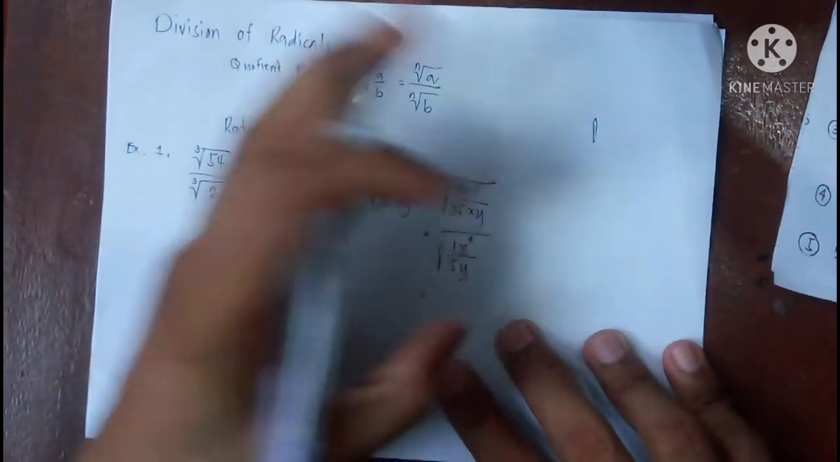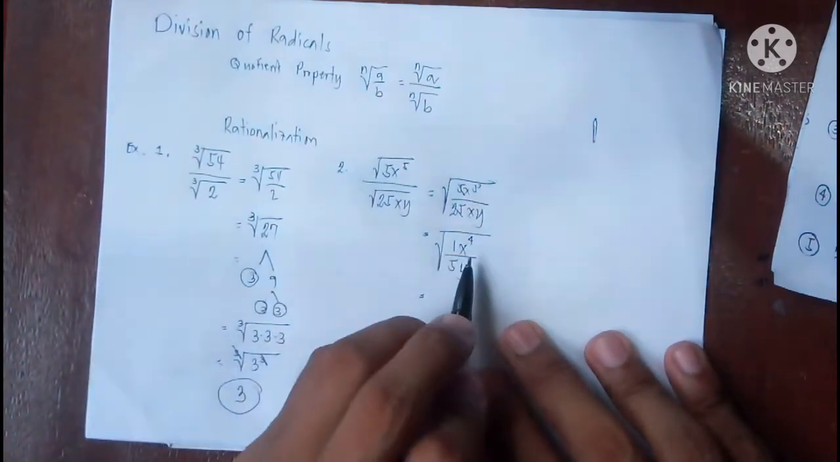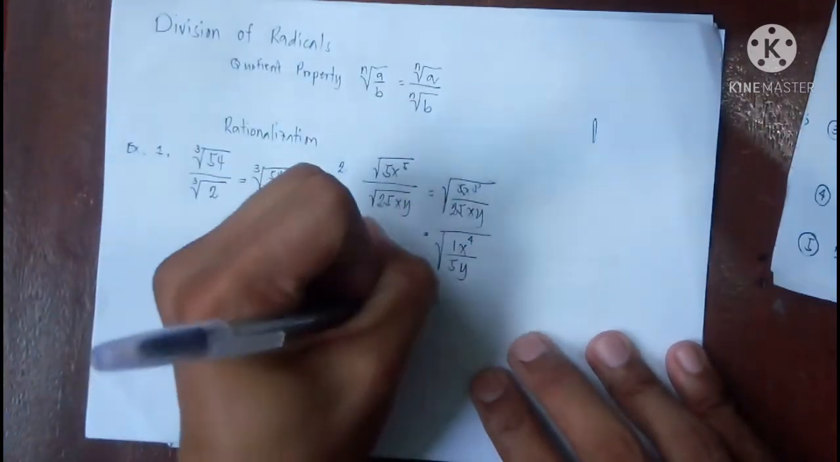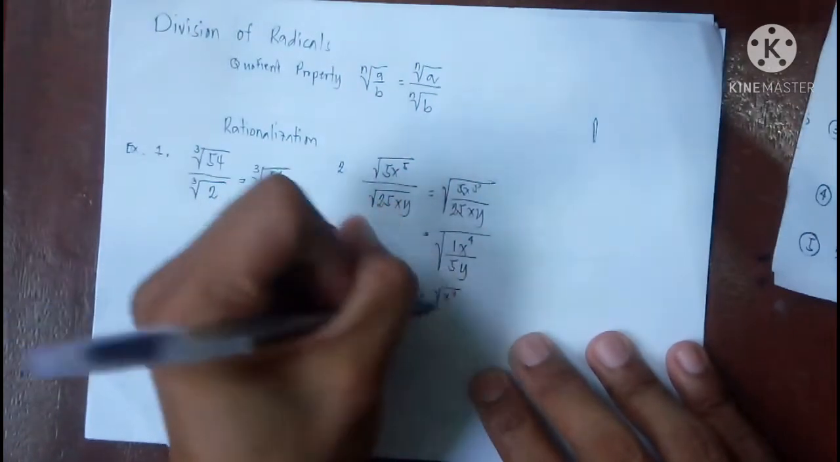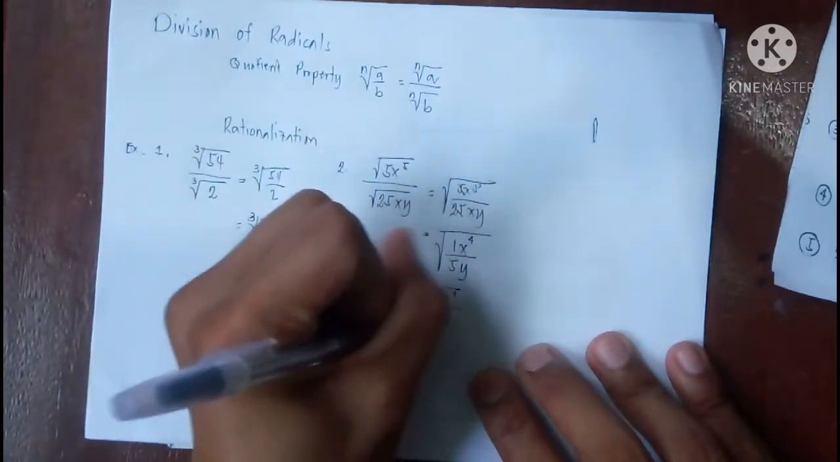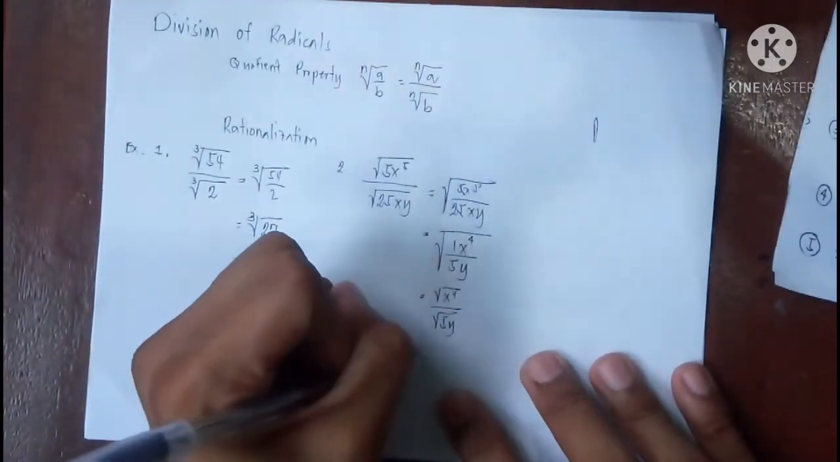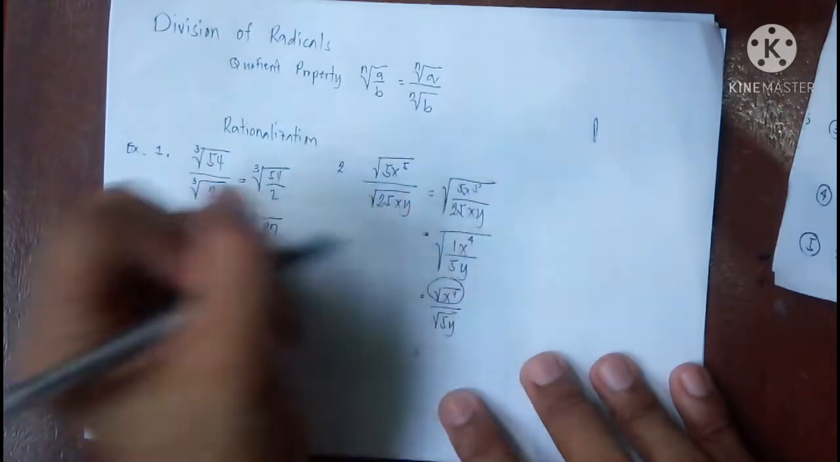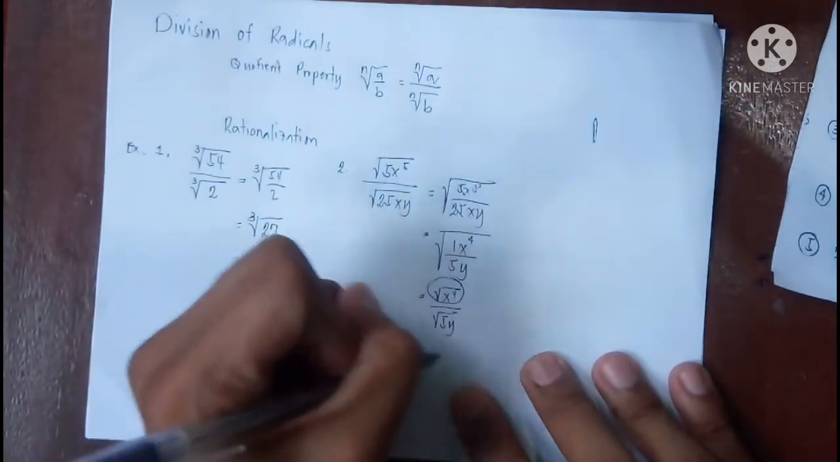Okay, next, ay pwede nating paghiwalayin siya. Pero etong nasa taas, pwede na nating isimplify pa, no? So, pag pinaghiwalay natin, we have square root of x to the fourth. Nasa baba naman, square root of 5y. Okay, then, simplify to.